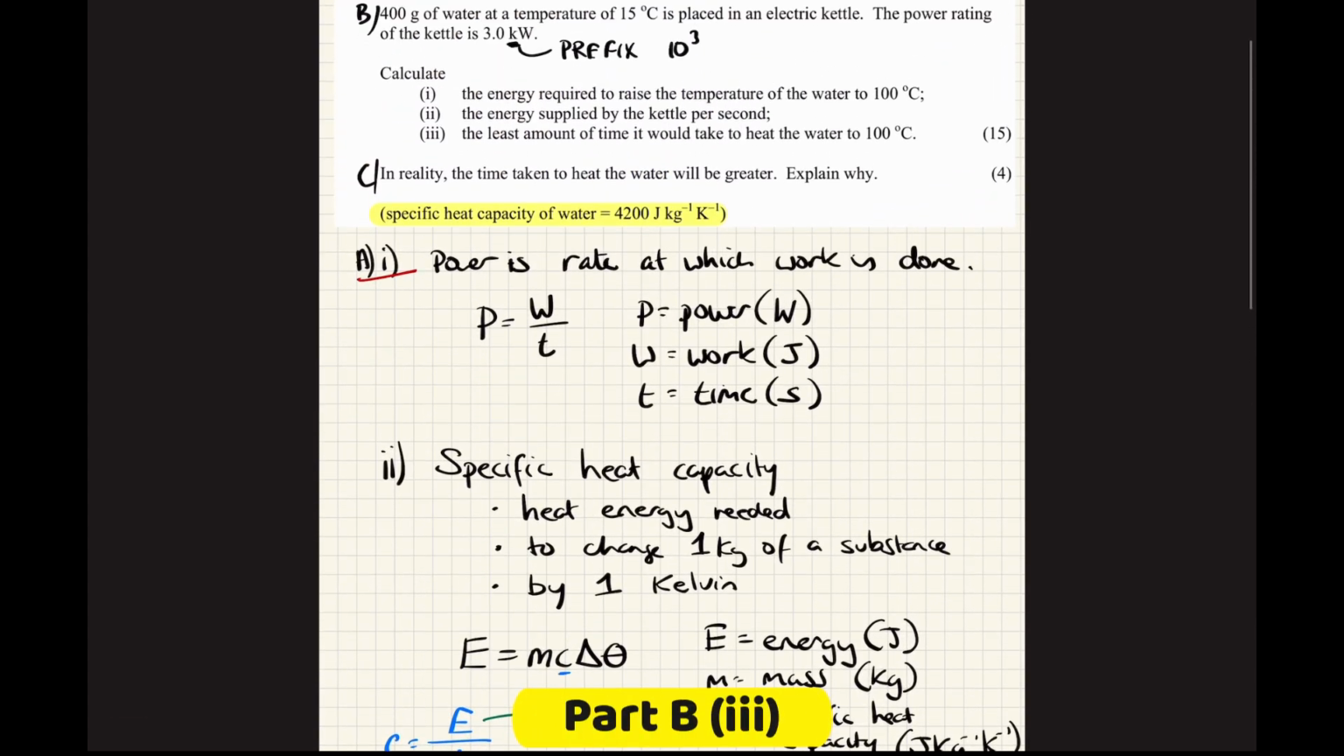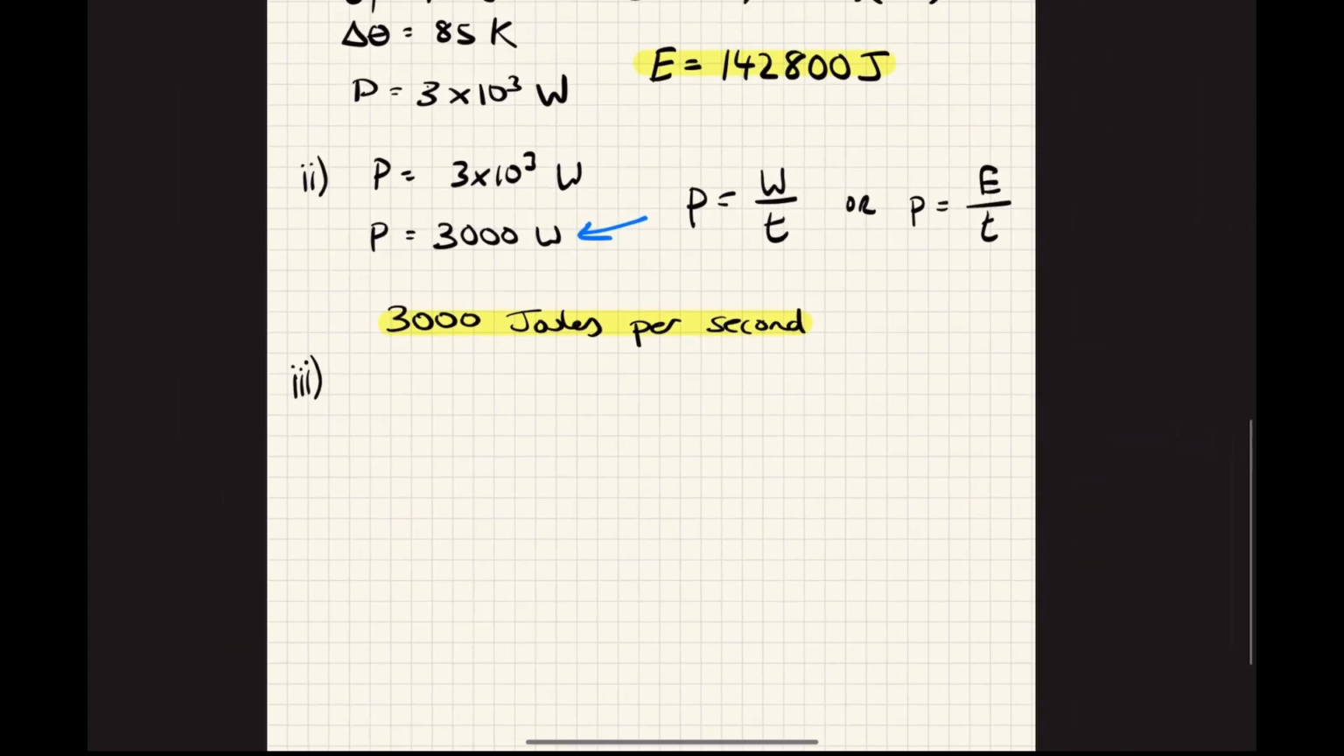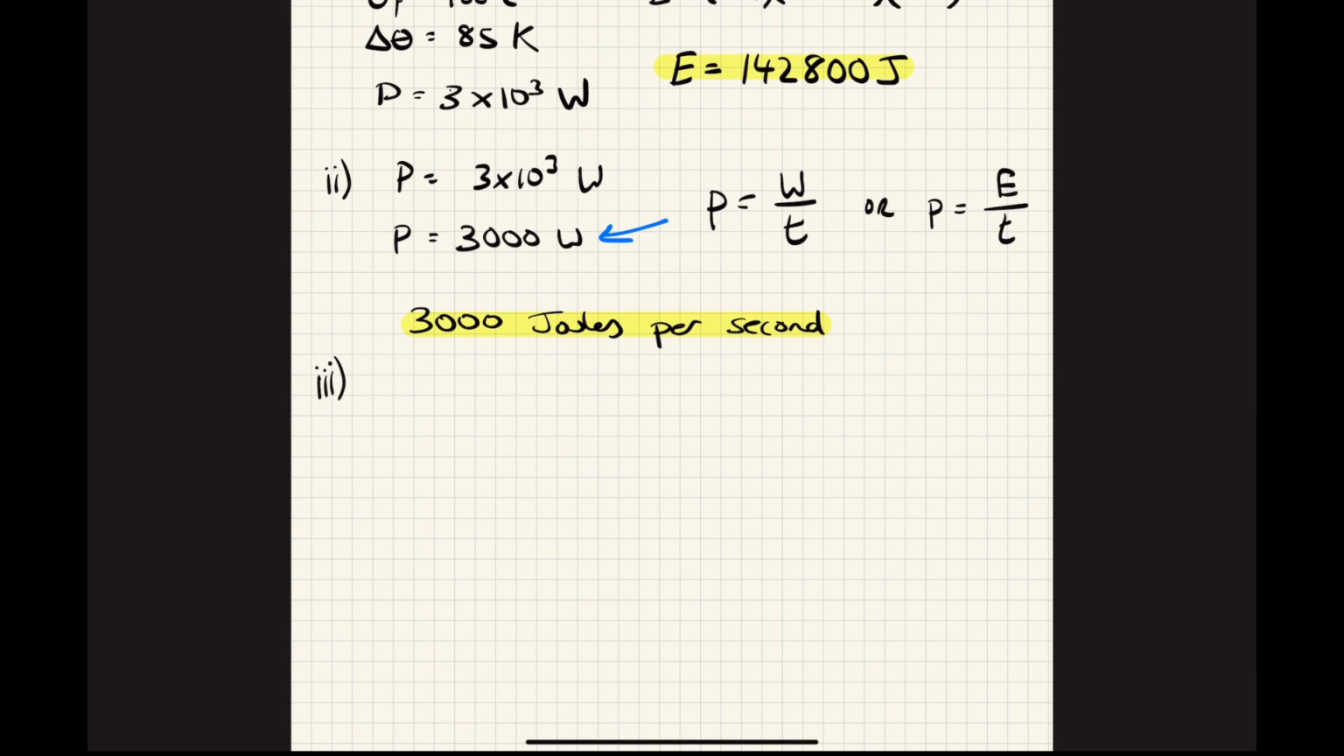Find the least amount of time it would take to heat the water. We know the total energy required, and we know the energy per second, so I'm going to say the total energy. You don't need to make an equation, by the way, I'm just trying to put it in words for you. Total energy divided by the energy per second.